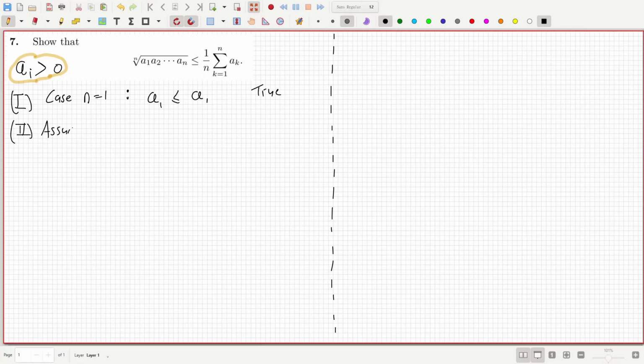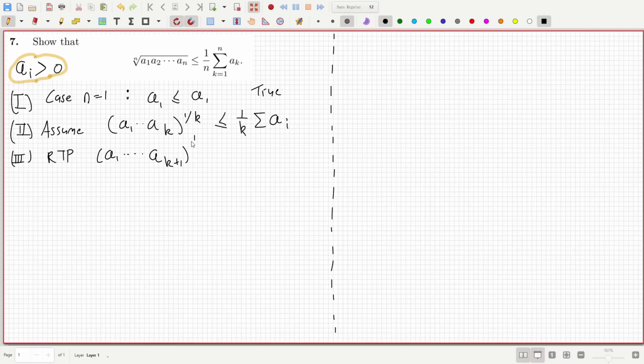assume case k is true. And I think I'll just write it like this, with the power 1 over k: (a1 ... ak)^(1/k) is less than or equal to 1 over k times the sum of ai. Three, required to prove (a1 ... a_{k+1})^(1/(k+1)) is less than or equal to 1 over k plus 1. And then this is the sum. That was the sum up to k. This is the sum up to k plus 1 of ai.